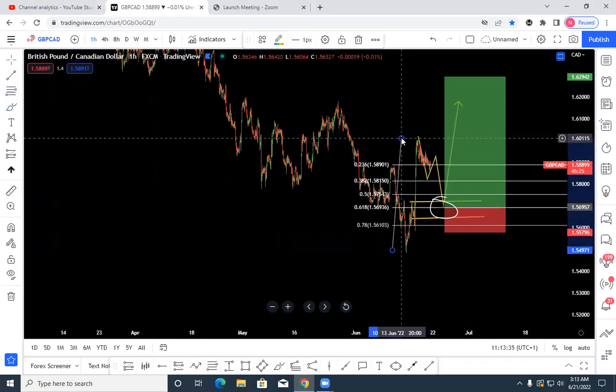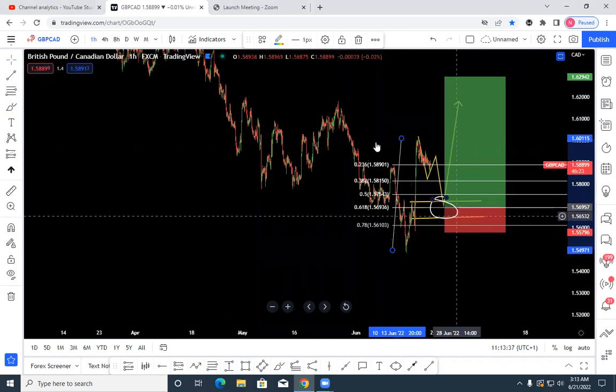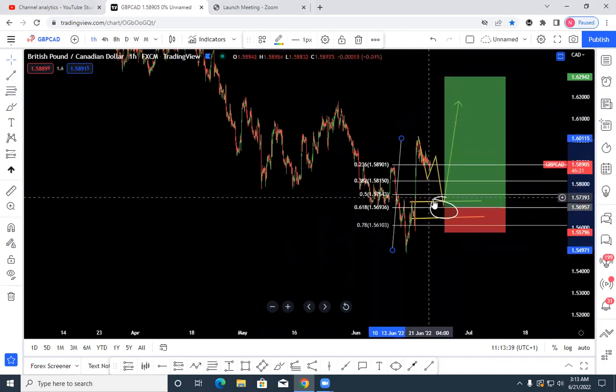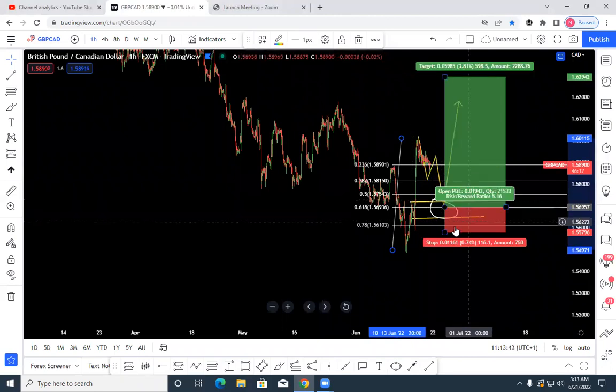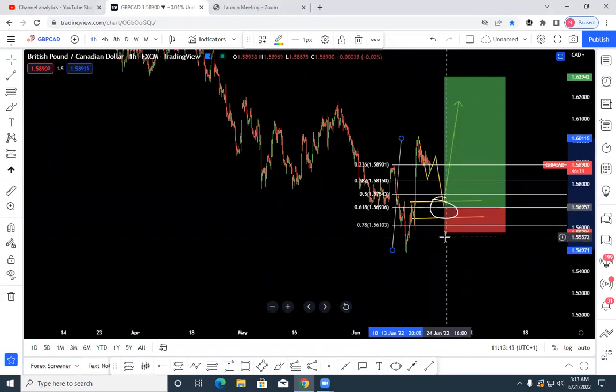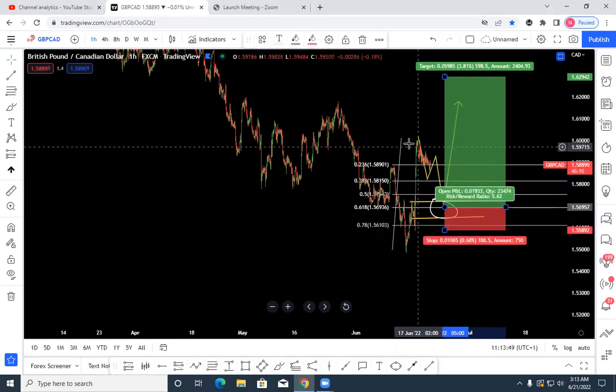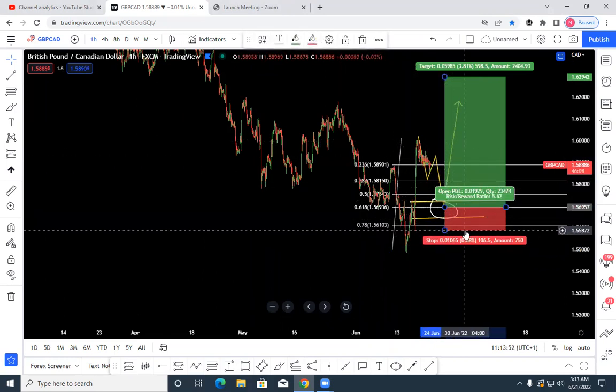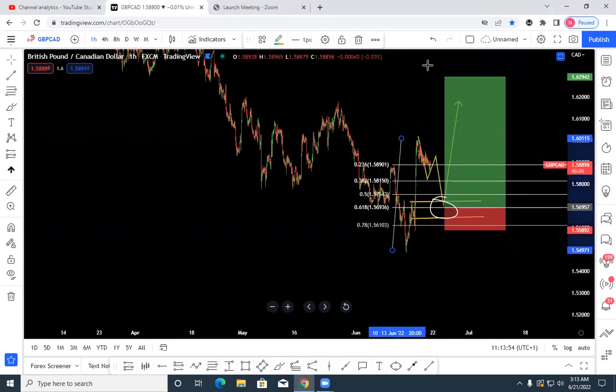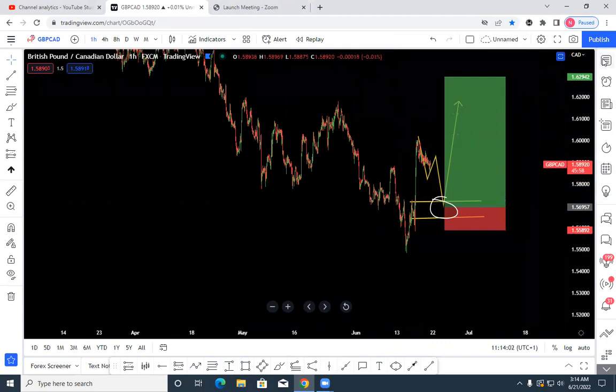Once I see the impulse at the structural level on the higher time frame, I want to see the market come to this spot, 50 to 61.8, and then I want to put my stop loss just below 78% retracement. If it breaks this level, guys, the structure in this setup will no longer be valid. But that is what I see in GBP/CAD, guys.